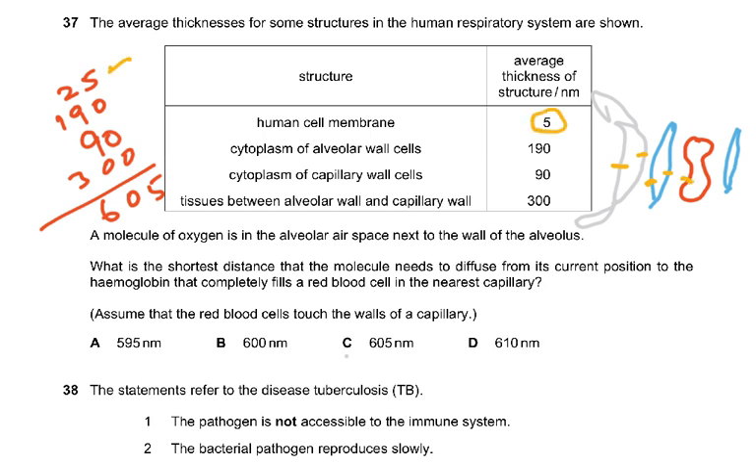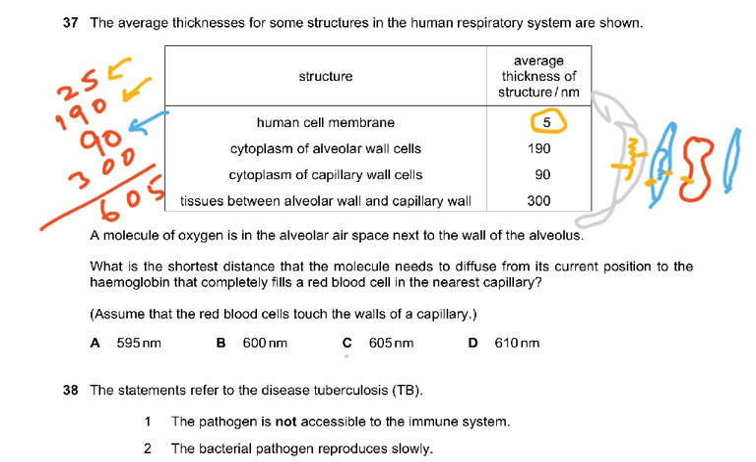This I've written here. Then it will pass to the cytoplasm of the alveolar wall cell. Now this is the cytoplasm of the alveolar wall cell. So that's 190. Then cytoplasm of the capillary wall cell, which is this, which is again 90 here.